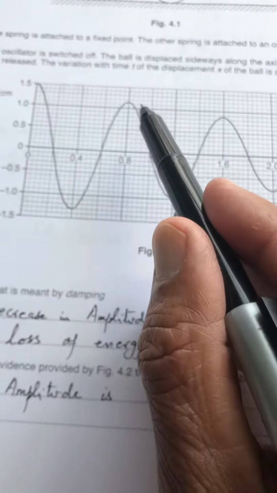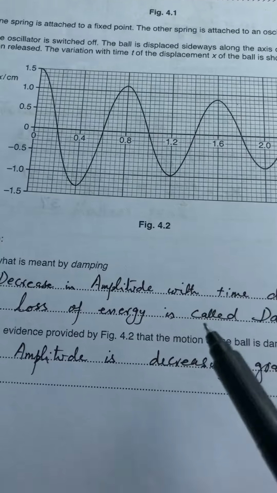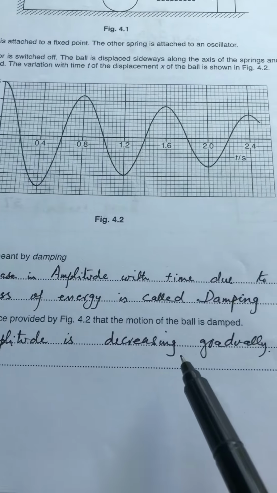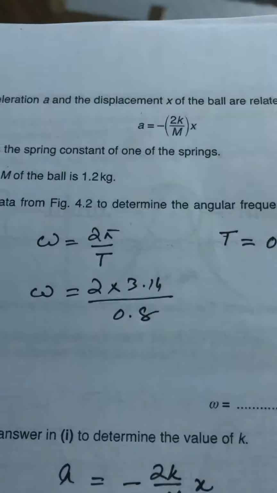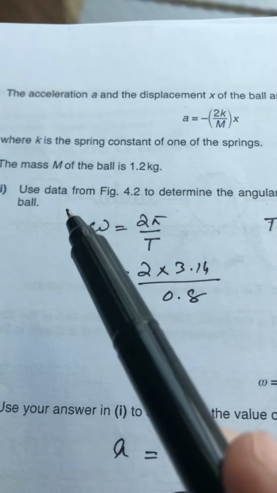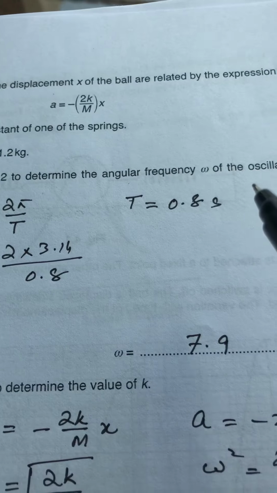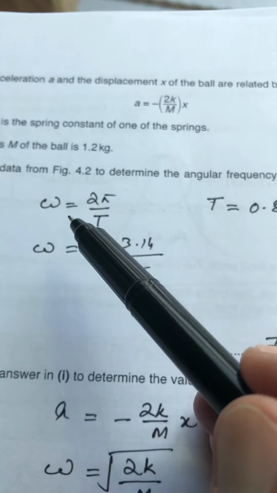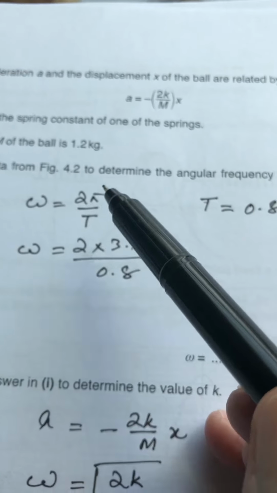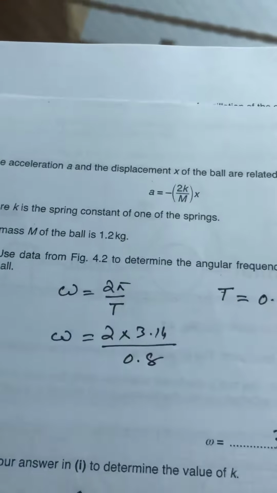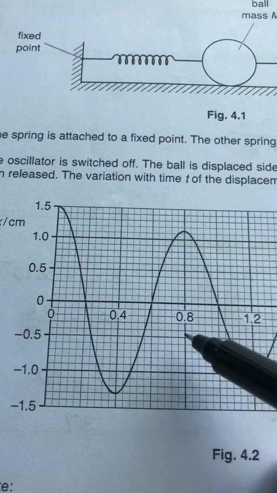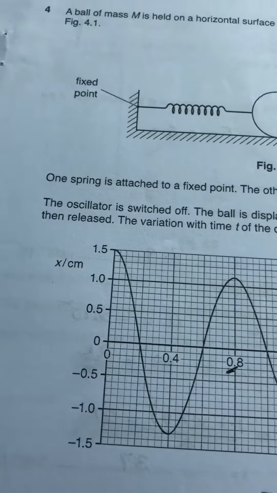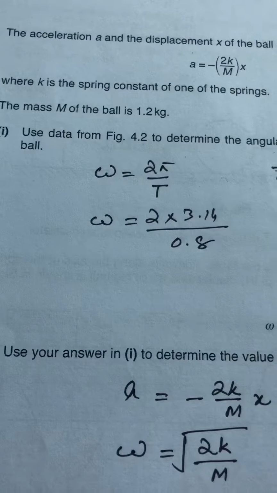Look, the amplitude is gradually decreasing, so this is actually the evidence. The amplitude is decreasing gradually with time. The next part: this equation is given, and use the data to determine the angular frequency omega. Look, angular frequency omega is equal to 2 pi over T, and from the graph, one wave is covered in 0.8 seconds. So this is the time period.